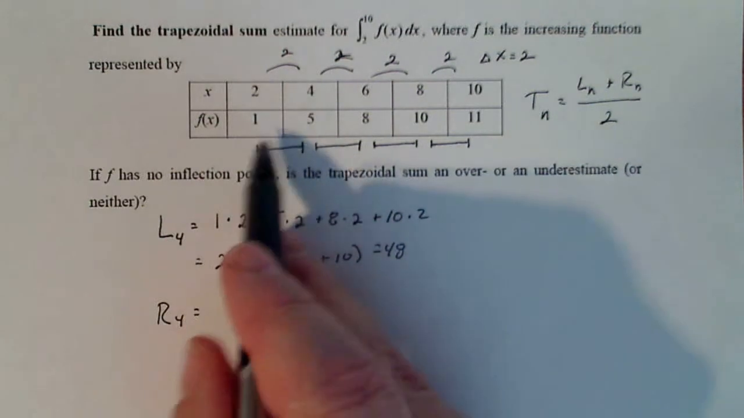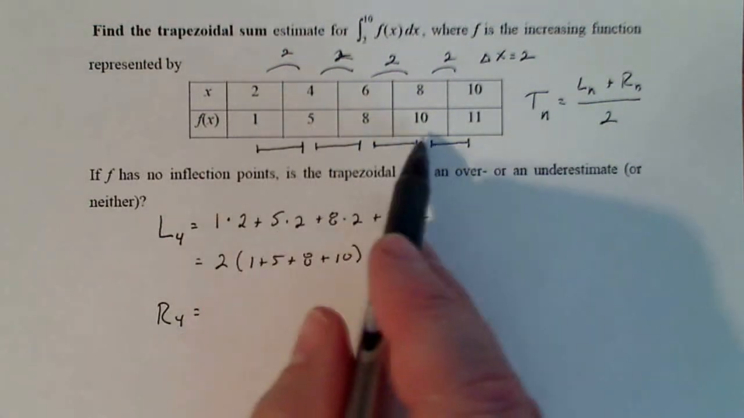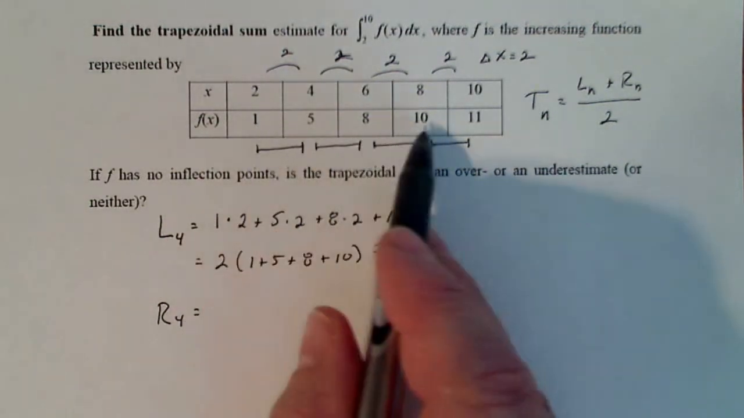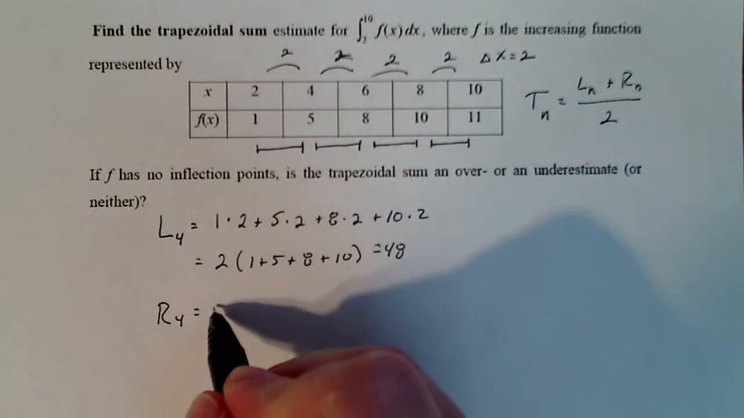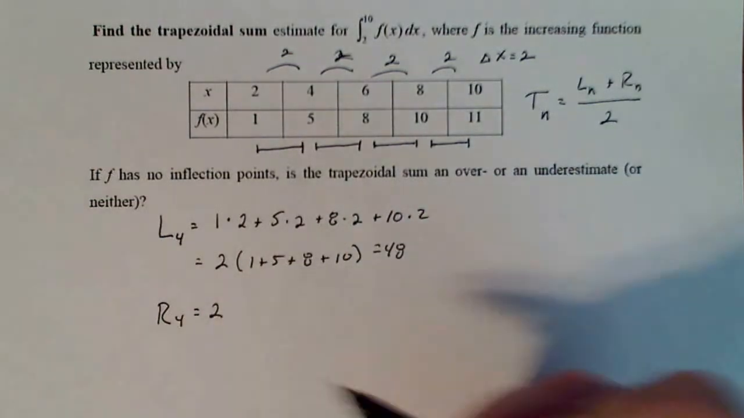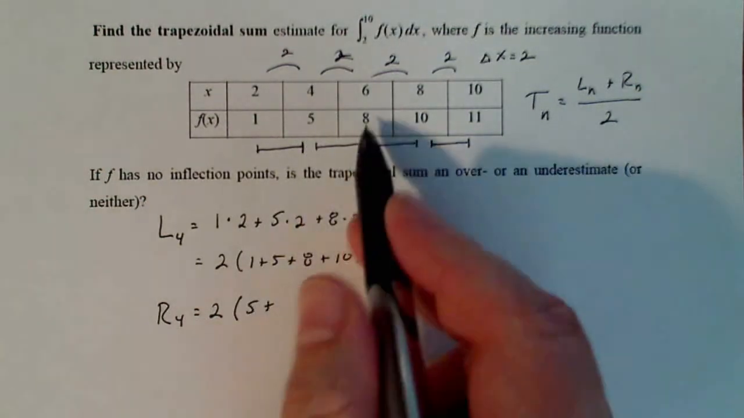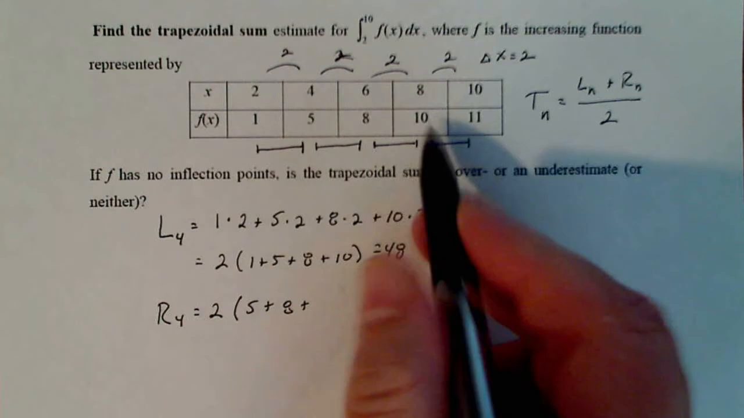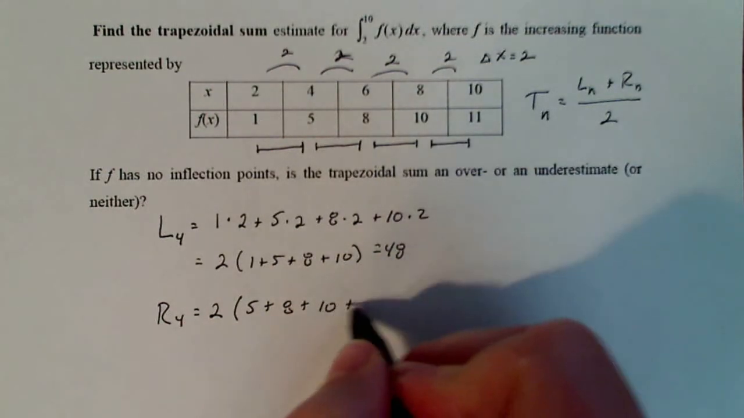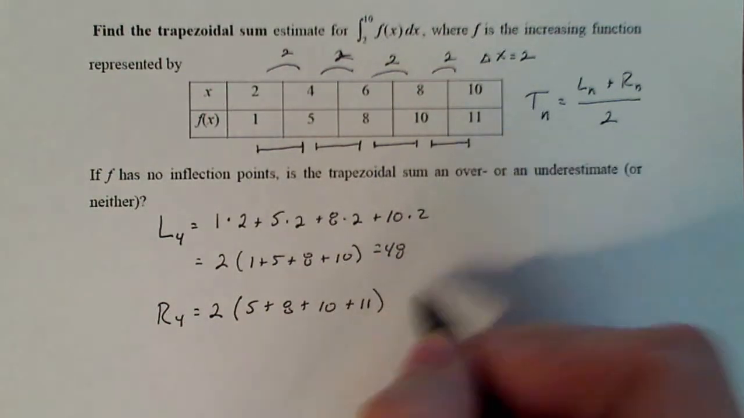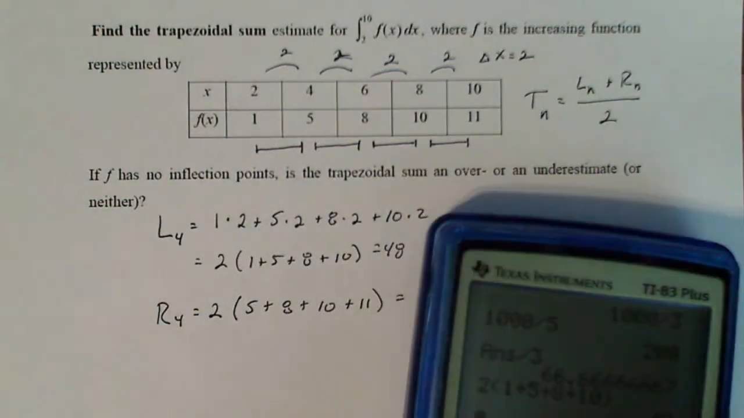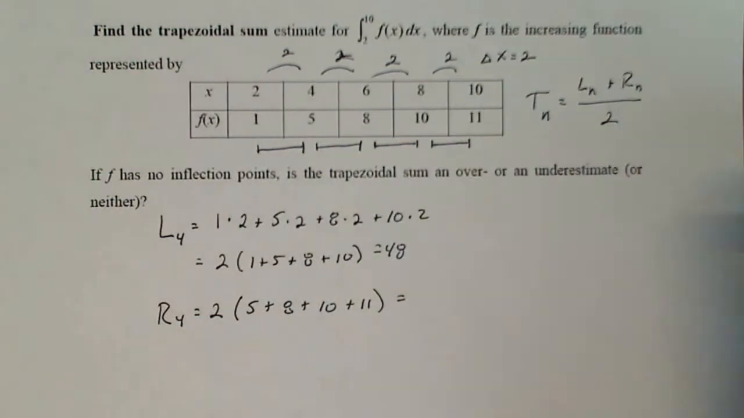The only difference is instead of looking on the left end of every one of these intervals, I'm going to be looking on the right end of all these intervals. So I know each one's going to be multiplied by delta x because that's the width. My right end point sum is 5 plus 8 plus 10 plus 11. And that sum is almost the same as the previous one, but instead of adding 1, I'm adding 11. That's 68.